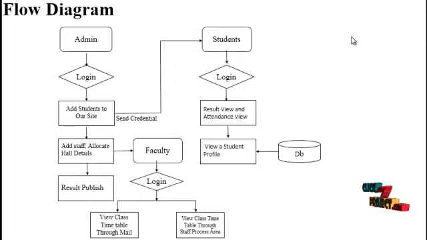Let's see our project data flow diagram. They have three modules: admin, student and faculty. Now we see the admin process. In the admin process, the institute authority is only allowed to add a student, then give credentials to the student to access our site, and also to staff to access our site.